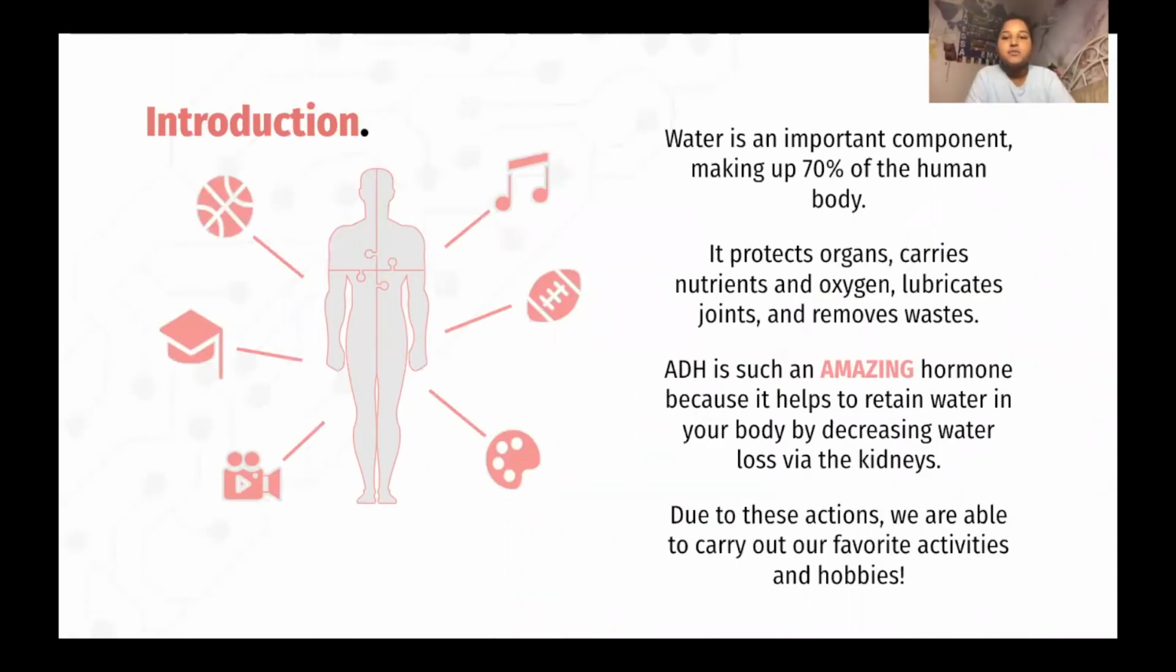Water is one of the most important components in our body. In fact, it makes up 70% of our body. It protects organs, carries nutrients and oxygen, lubricates joints, and removes waste. ADH is such an amazing hormone because it helps retain water in our bodies. It does this by decreasing the amount of water lost by our kidneys. Because of this, we can do things like play sports, do art, learn, and much more.